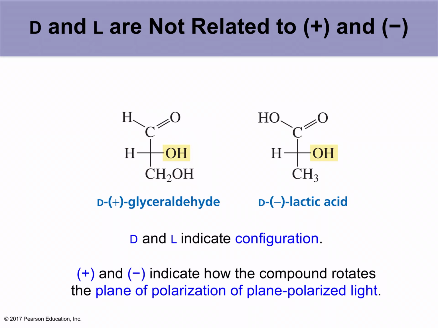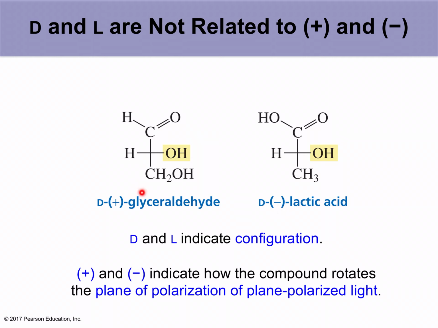Again, okay, so this is D-plus-glyceraldehyde. D and L indicate configuration. Plus and minus indicate how the compound rotates the plane of polarization of plane polarized light. If it rotates in a clockwise direction, it would be positive. Counterclockwise, it would be negative. That has nothing to do with the D and L configuration.